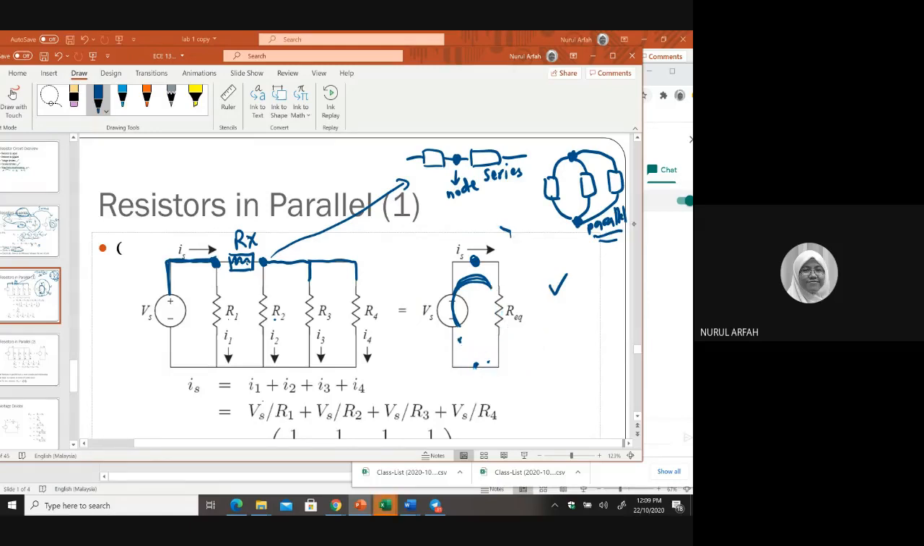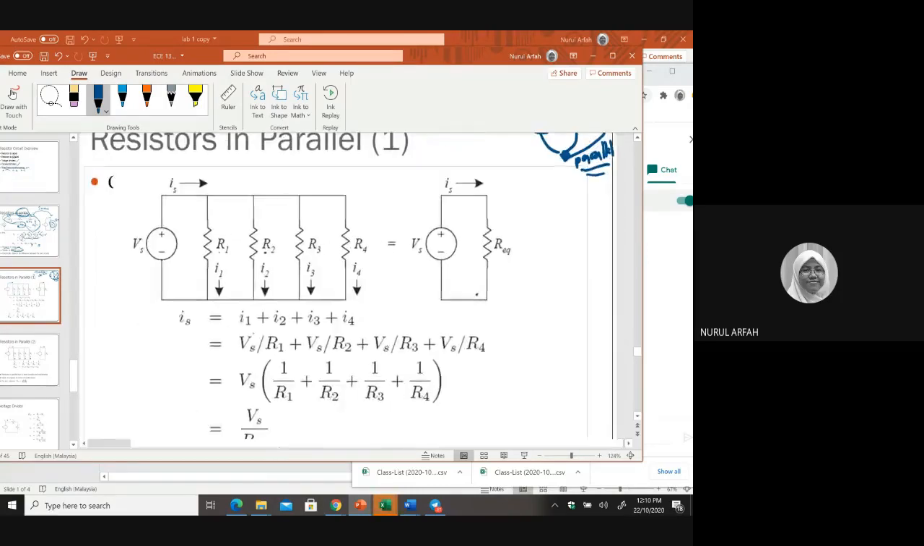Later I will return to this because this is not a series circuit. This is not a series circuit. And then they are also not parallel. So what should you do? You need to apply Y-delta transformation. Okay, it's fine. We go through parallel first.